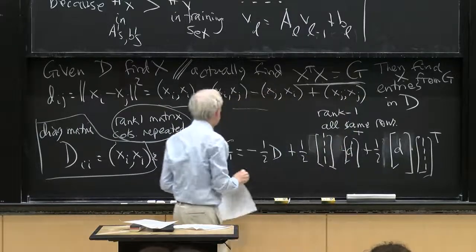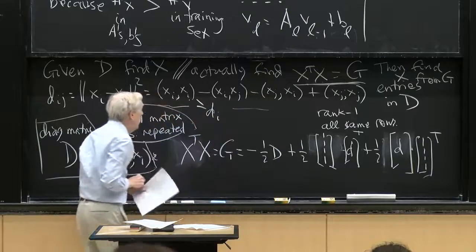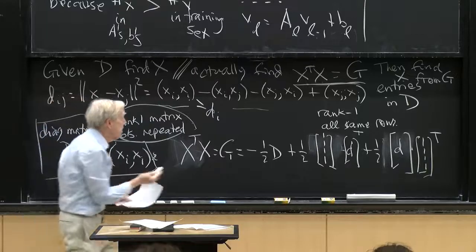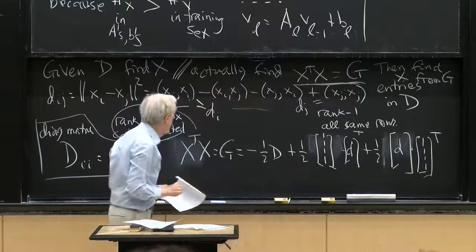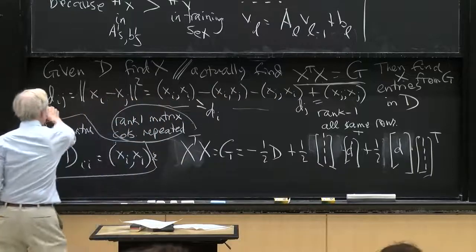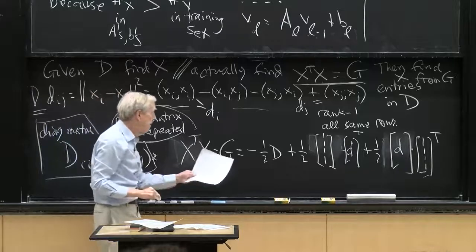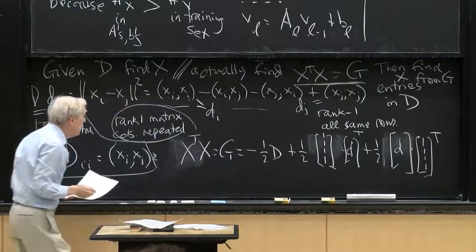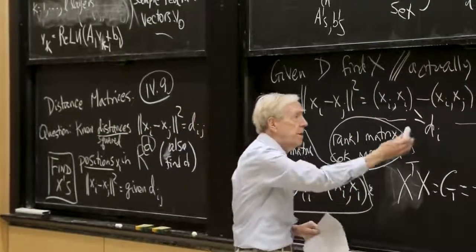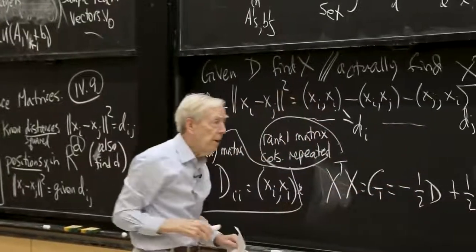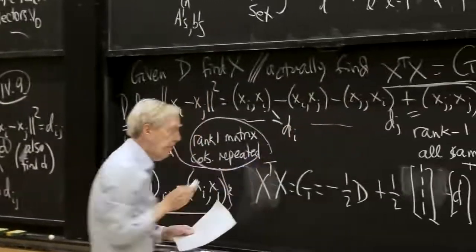The D is just the set of D numbers. Let's call that DI. And this is DJ. And here's the D matrix. So part of the D matrix is this bit and this bit, each giving a rank 1. Now it's this part that I have to understand.